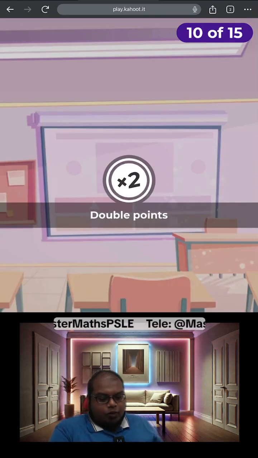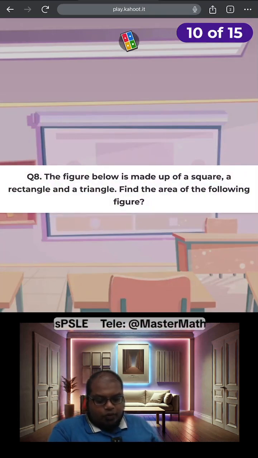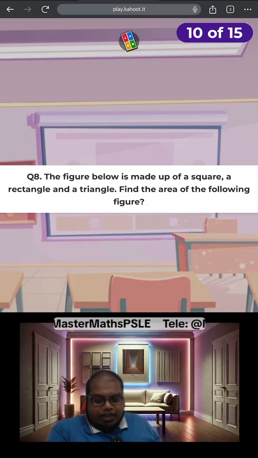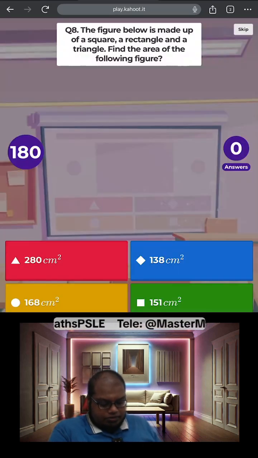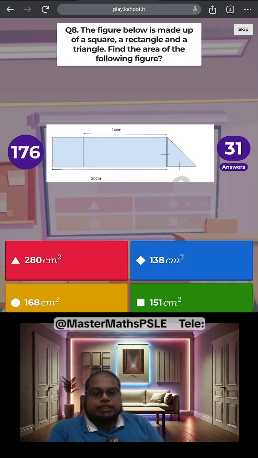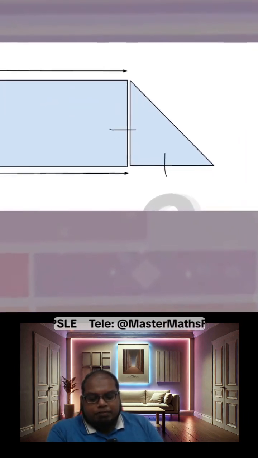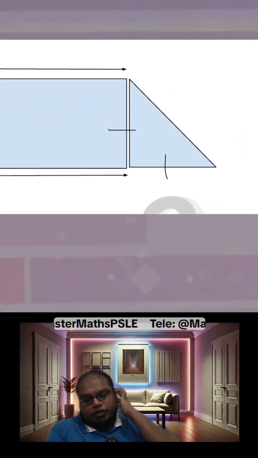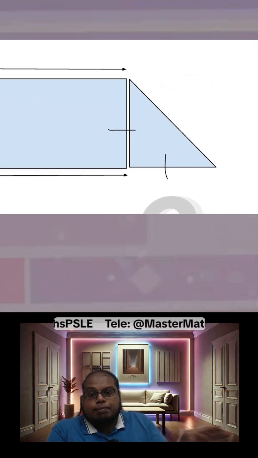Okay, now question 10 is a double point question. The figure below is made up of a square, a rectangle, and a triangle. Find the area of the following figure. Alright, you can see here the triangle. I purposely marked with two lines there, right? Meaning that the height and the base of the triangle are the same.